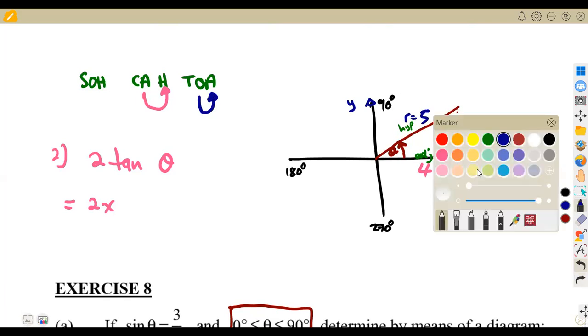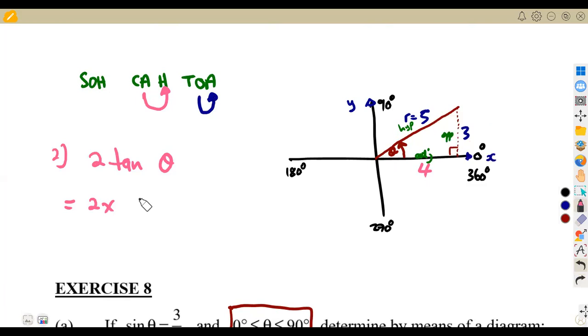So it is going to be 2 times, according to theta, the opposite in this case is 3. So that's 3 over the adjacent. And take note, our adjacent in this case is given as what? As 4. So that means you're going to multiply 2 times 3 over 4, which is going to give us 3 over 2 in that case, or we can just use our calculator directly for the simplification.